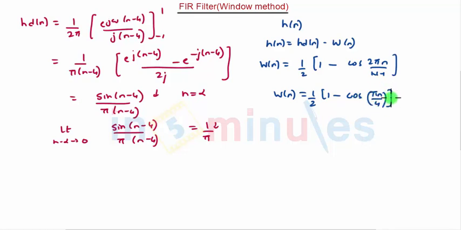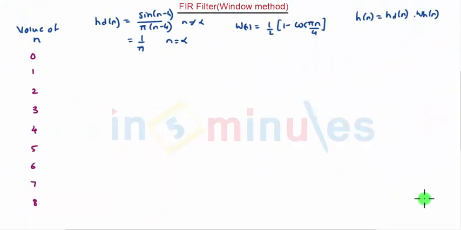Now we will form a table that will give us the values of hd of n, w of n, and finally after multiplication of these both terms we will have h of n. So this is the table. We have n ranging from 0 to 8, and now we will calculate hd of n. When n is equal to 0, hd of n is given as minus 0.06.